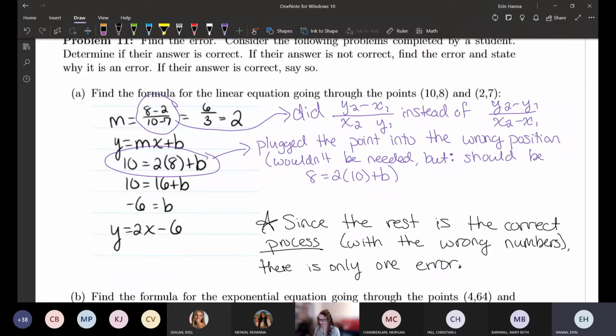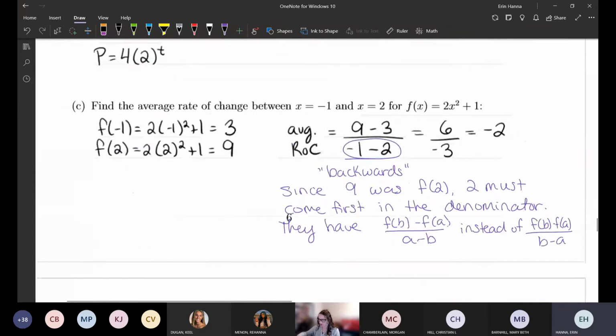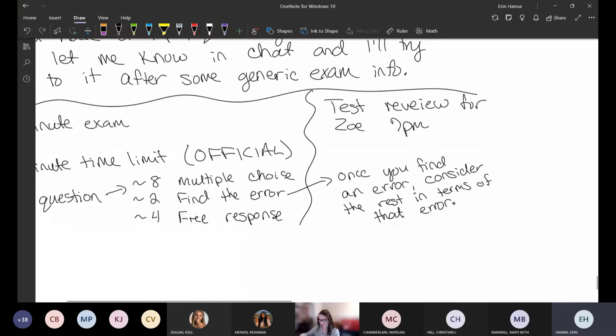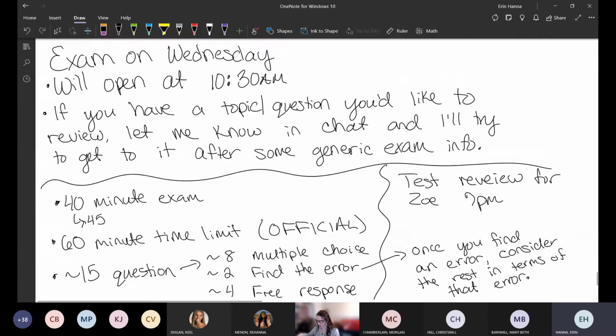Hopefully that made sense. So that's how find-the-error questions go: you have the work, you need to pick out the error, and tell me why it's wrong. And if you found one of them, then you take the rest of it to be, quote unquote, correct. Like here, I just assumed, okay, let's assume that the slope of 2 is correct. Did they do everything else correctly? Again, usually there's only 1 or 2 errors at most. Sometimes there will be no error, so you need to be kind of careful on those.